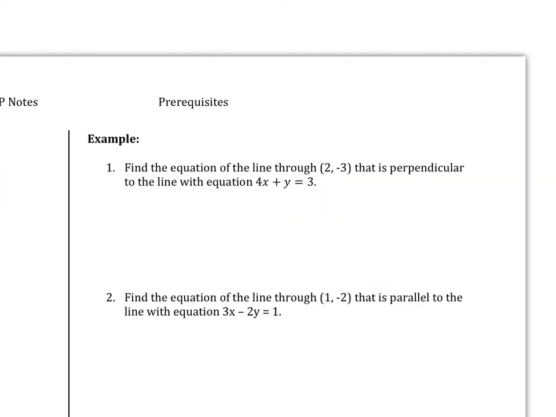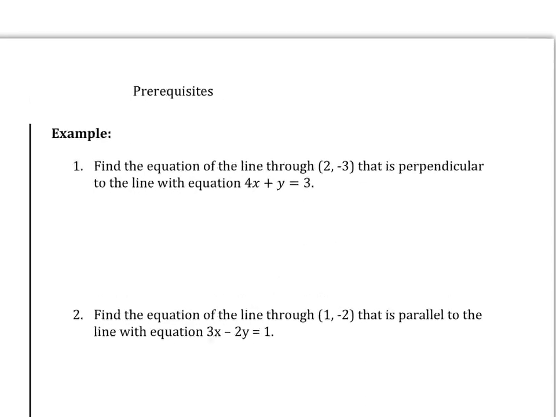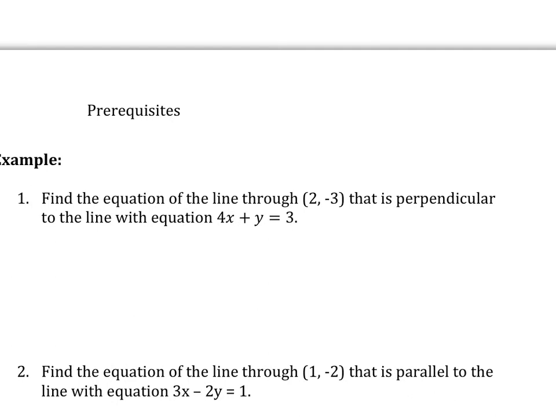All right, really quick practice. So I'm going to do the first one. You're going to do the second one. Find the equation of the line through this point that is perpendicular to this line. So if we want it perpendicular to that line, we better find out what slope it has. So put it in the y equals mx plus b form.